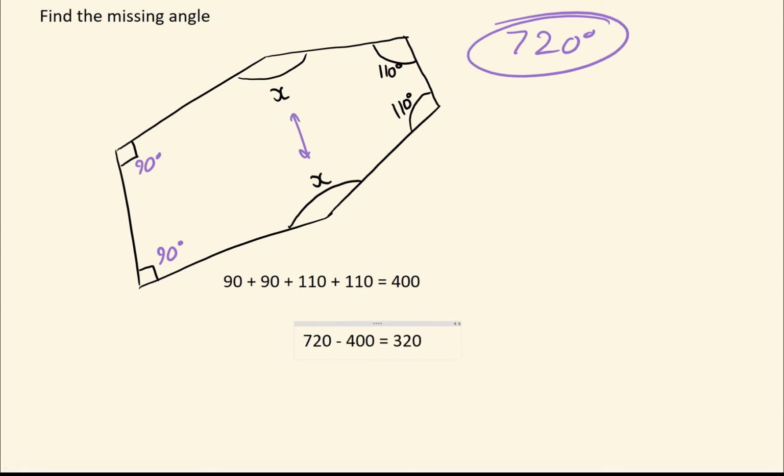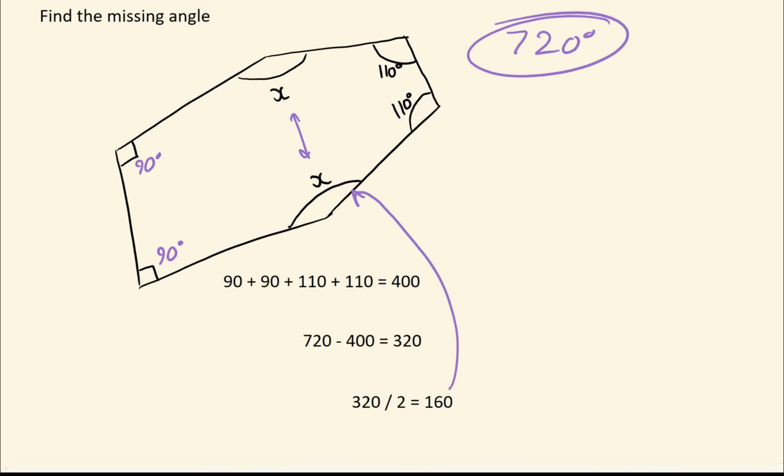That gives me 320. Now this is an x. This is both my x's added together. So I've got 2 lots of x, I've squished them together, and they add up to 320. If I only want one of my x's, that's going to be half of 320. Again, because they're both the same, if we halve it, we're going to be left with 1x. So that means each of my x's are going to be 160 degrees.